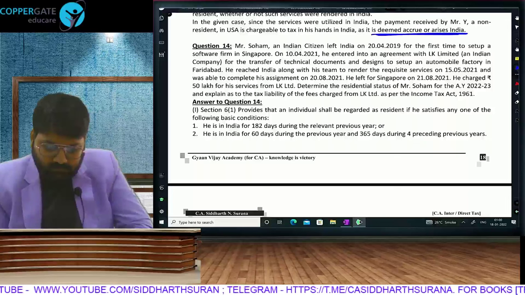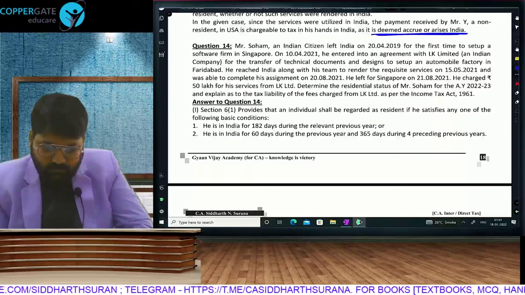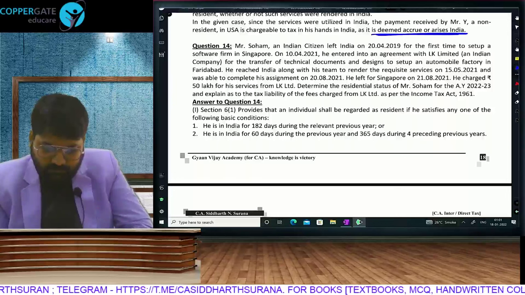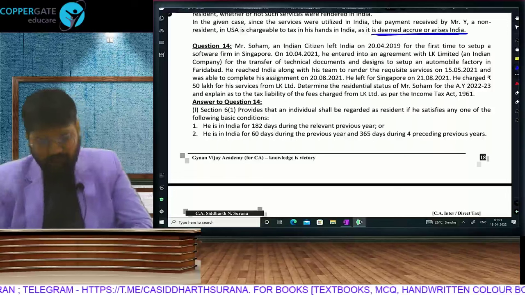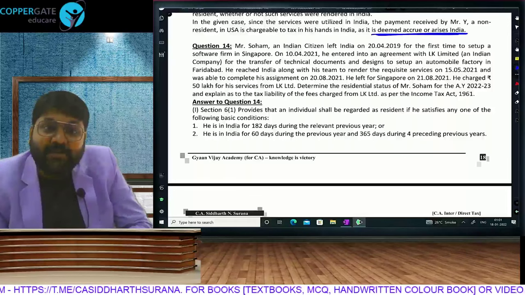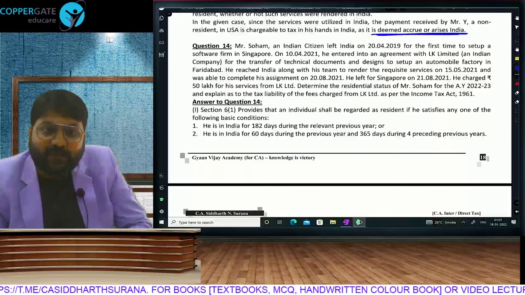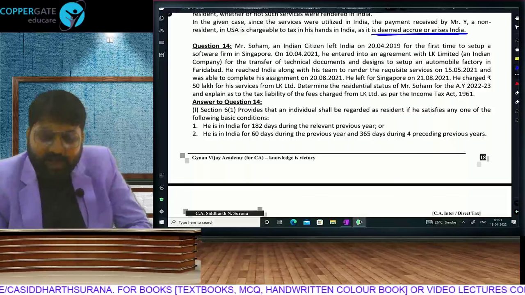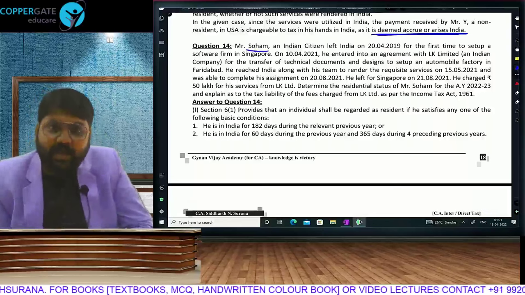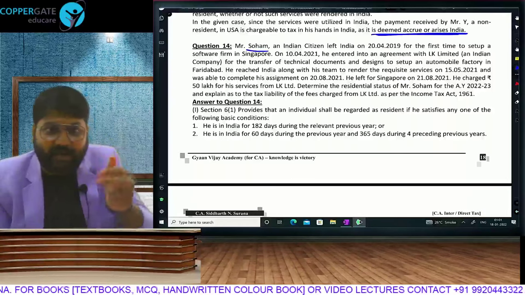He charged $50 for service from IT Limited. Determine the residential status of Mr. Soham for his testimony at 21 and explain as to tax liability of the fees charged from IT. Now you come across a combo of residential status and scope of total income. Yes. That means first you decide residential status of Mr. Soham. What are the possibilities? He is individual, so he can be ROR or NOR or non-resident.